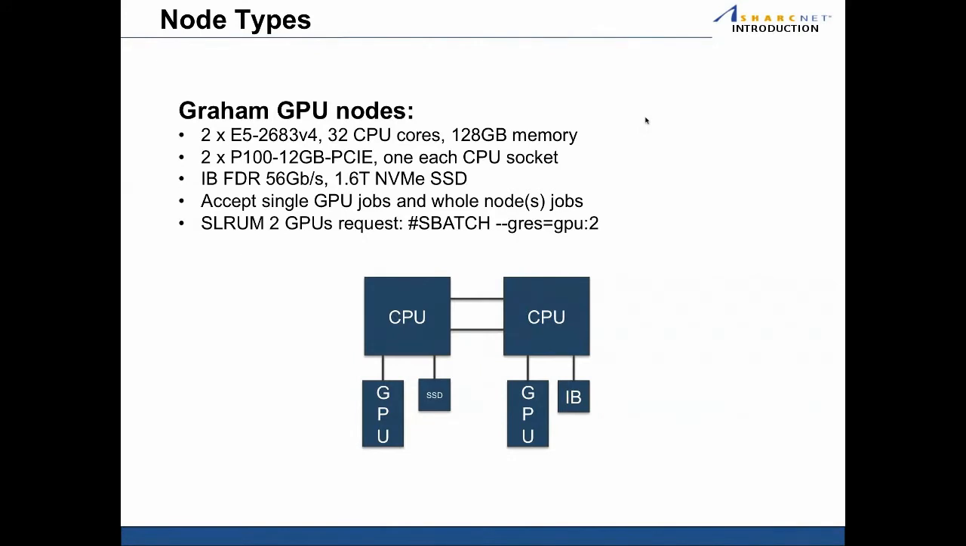For requesting these GPUs, you should add the Slurm command --gres equal gpu, and you put the number of GPUs you want. The maximum number can be 2 because there are only 2 GPUs per node.